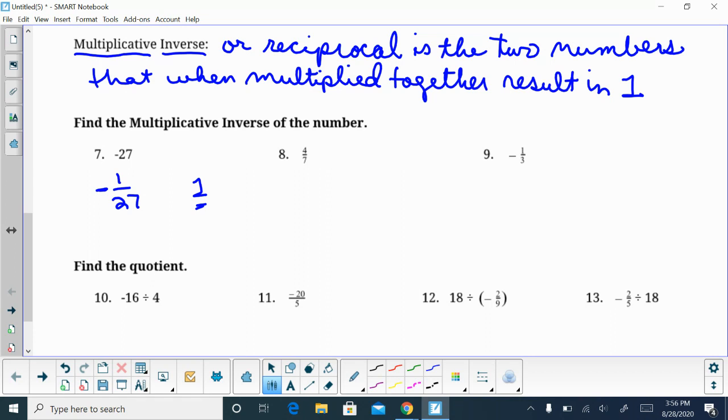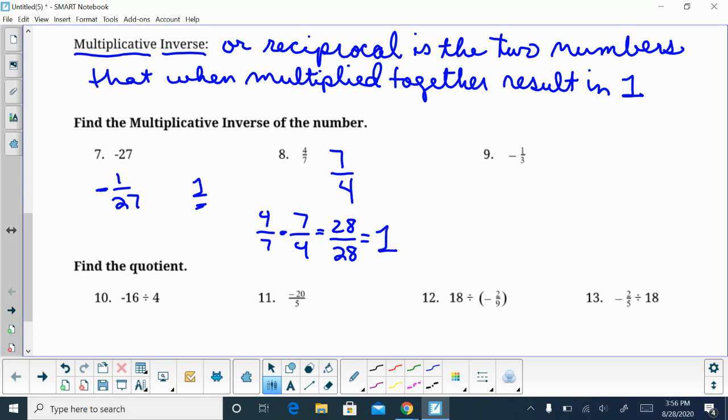Problem number 8. I have the number 4 over 7. I have to think about what would be the reciprocal or the number that I could multiply it by to get an answer of 1. So it's positive, and I want a positive answer. So this simply would be the reciprocal, 7 over 4. Because 4 over 7 times 7 over 4 is equal to 1.